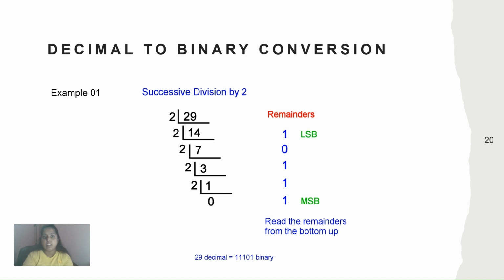So now you have to consider the answer from the bottom up, because this last value is the most significant bit, and the value above is the least significant bit. So when you write from bottom up, 11101 in binary is equivalent to 29 in denary.